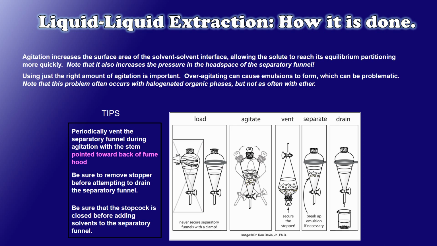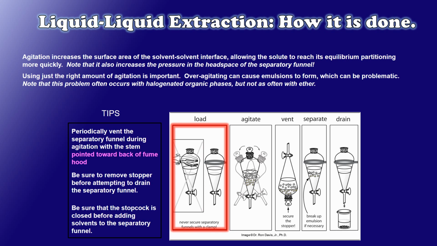Now, to begin the process of conducting a liquid-liquid extraction, we load a solution into a separatory funnel supported by a ring. We simply pour our solutions and solvents in through the top, being sure that, of course, the stopcock at the base is closed at the time so that everything stays inside.